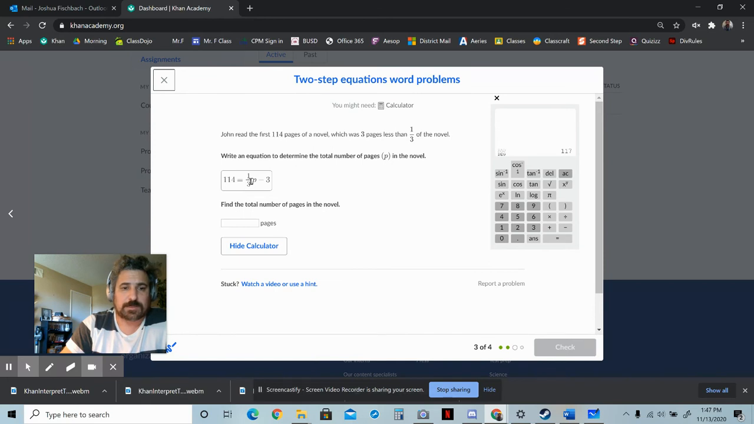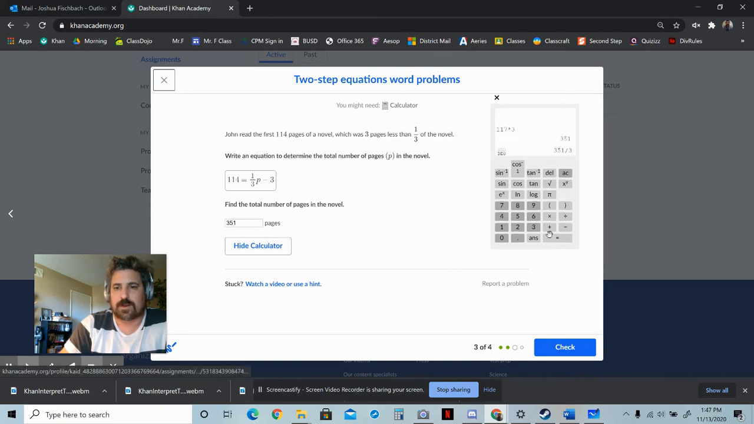So if the novel was 351 pages, let's see if this equation makes sense and it works. If the novel was 351 pages, then you take the 351 and divide it by 3, and that would be 117, which is 1/3 of the novel. He didn't read the full 117, he read 3 pages less than that. So if you take away 3 from that, does it give you the 114 that you expect? Yes. So it makes sense.